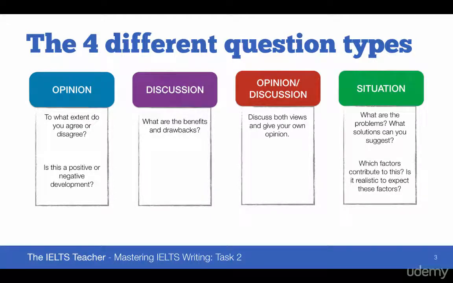Which factors contribute to this? Is it realistic to expect these factors? This is a situation question. Discuss the advantages and disadvantages. Can you spot the conjunction and here? And finally, do the advantages outweigh the disadvantages? Opinion and discussion question. If you got all those right, well done.